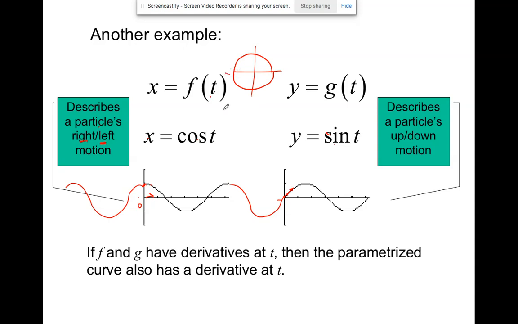Whoa, parametrized. As long as f and g have derivatives at every t, which, hello, love cosine, love sine, of course they have derivatives, then the parametrized curve also has a derivative that you can plug t into.